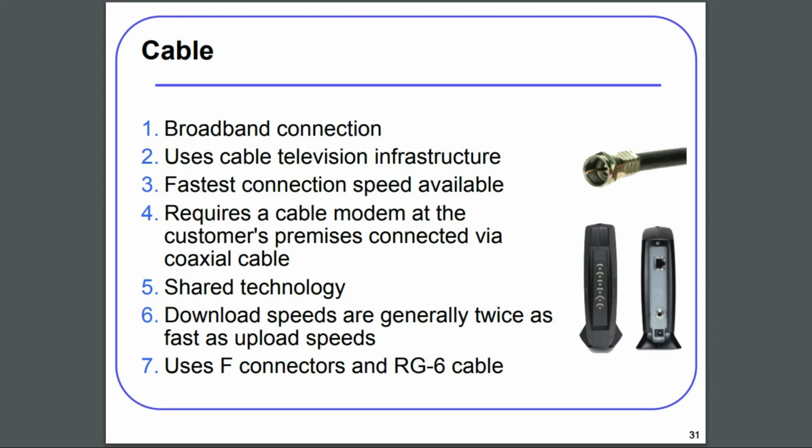This is the cable. Cable is a broadband connection that uses cable television infrastructure. It is the fastest connection speed available and requires a cable modem at the customer premises connected via coaxial cable. It is a shared technology, download speeds are generally twice as fast as upload speeds, and it uses F connectors and RG6 cable. So let's move to the next slide.